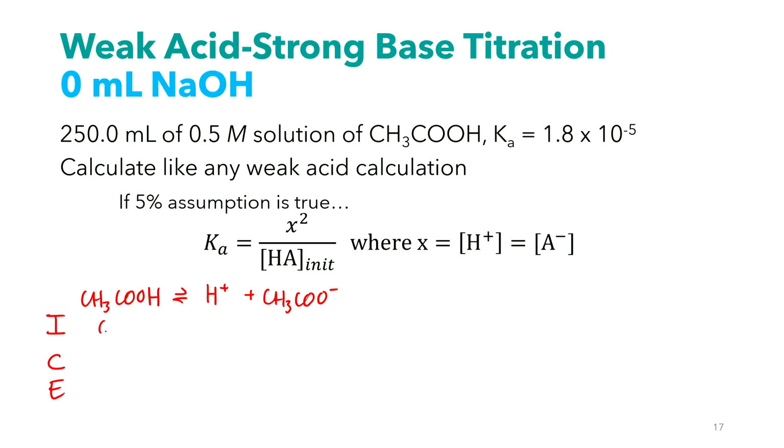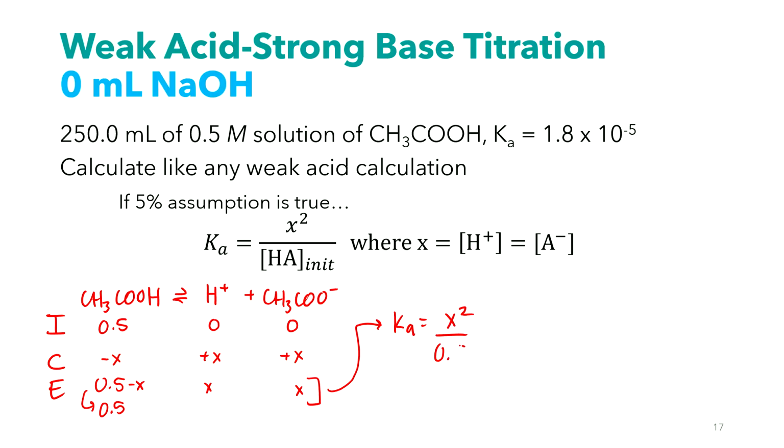We're starting with 0.5 molar and none of the products. We lose a little bit, gain a little bit of our products. We use our 5% rule and say that X is probably pretty small, so we can assume our equilibrium concentration of acid is basically the initial concentration. And we wind up pretty quickly with this expression, which I wrote up here. That's the place you can jump to if you feel comfortable with these calculations. And it equals 1.8 times 10 to the negative 5th. That's our Ka for our weak acid.